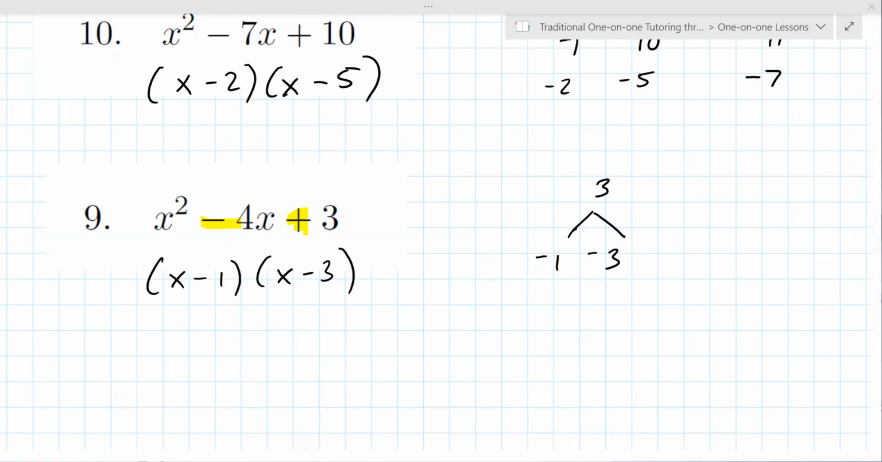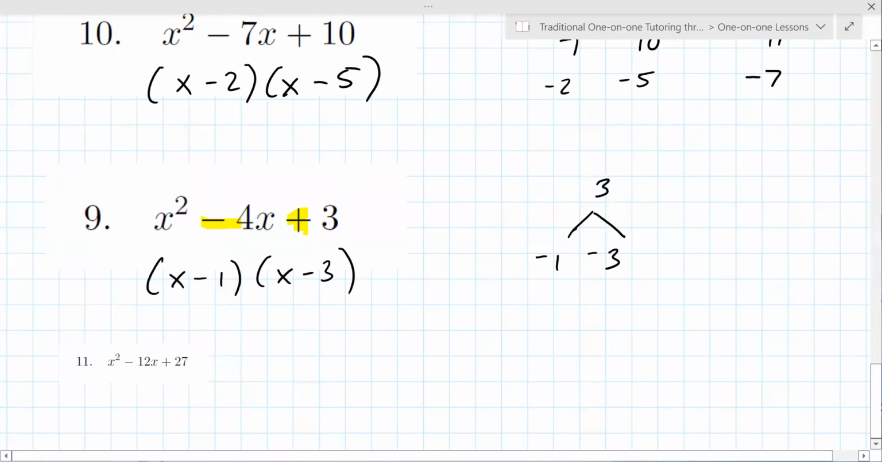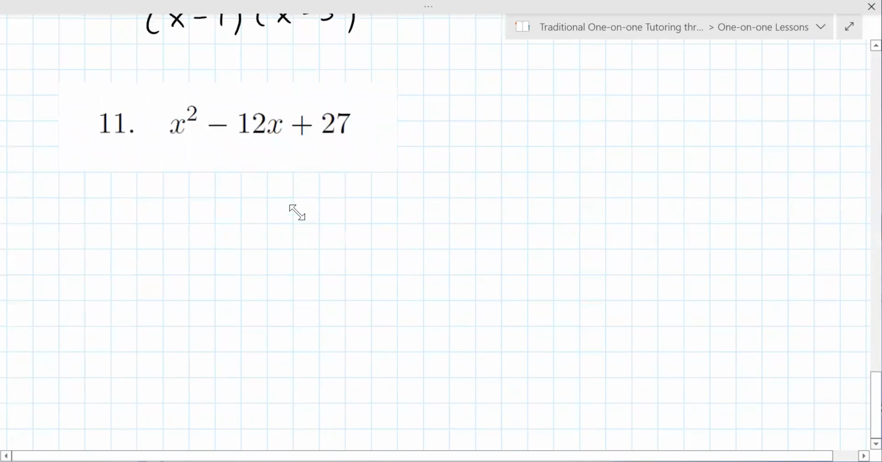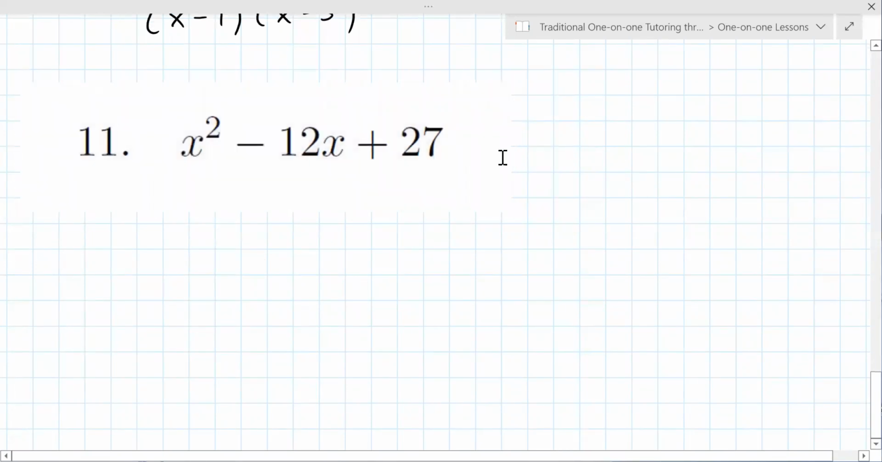All right, you ready to try one on your own here? Okay. Let's take a look at this one. Two numbers that multiply to 27 but add up to -12. They always multiply to the last one and add up to the middle one. Always.